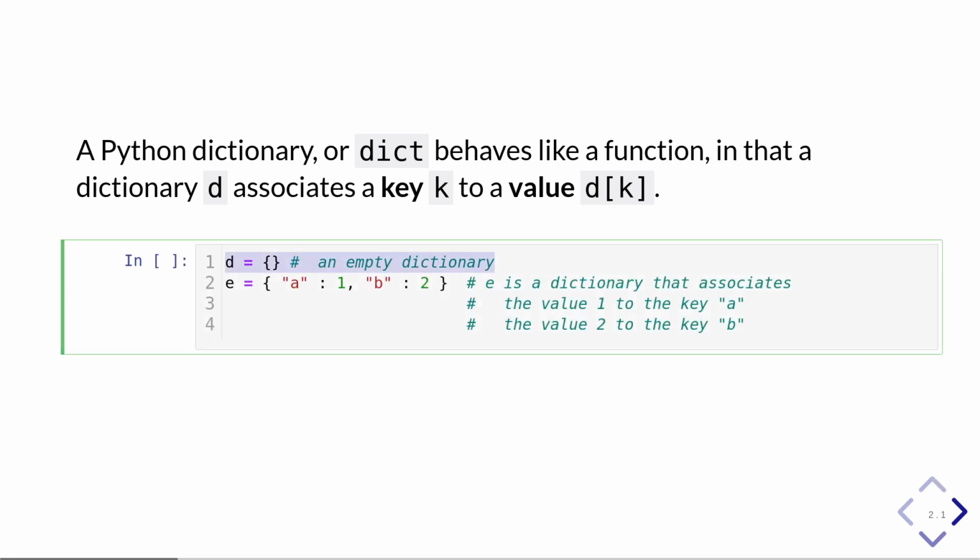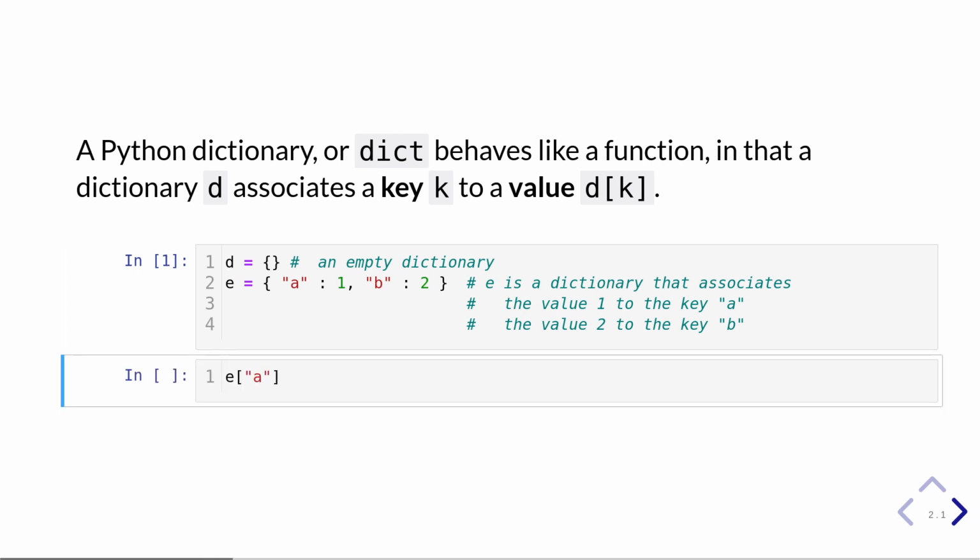On line 1 here, I create an empty dictionary called d. An empty dictionary is created using a pair of curly braces with nothing between them. On the other hand, on line 2, I create a dictionary called e, which does have some keys and values in it. This syntax creates a dictionary named e with two keys, the string A and the string B. The value associated to the key A is 1, and the value associated to the key B is 2.